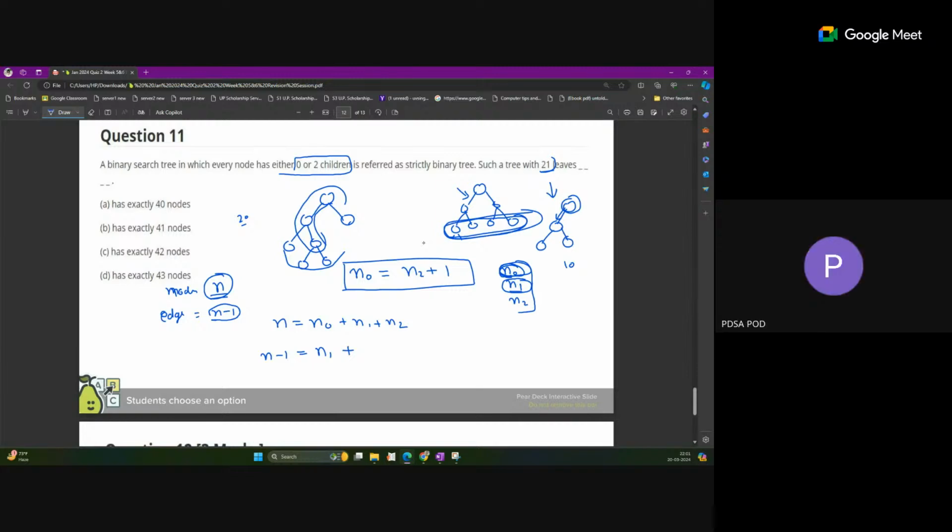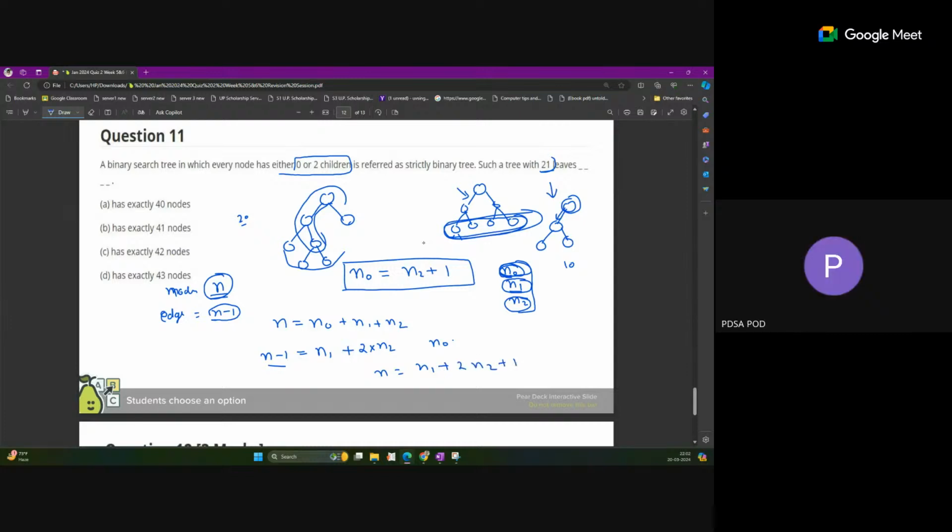Now n2: we are looking at the nodes which have two children, so two edges are connected below them. So we can multiply 2 into n2. Now we are getting both equations. The first equation is n0 equal to n2 plus 1. Now we can write n2 plus 1 as n, equal to n1 plus 2 n2.